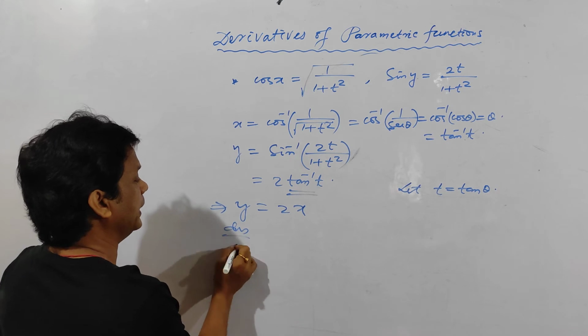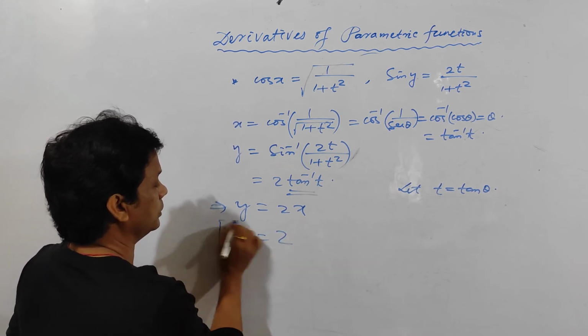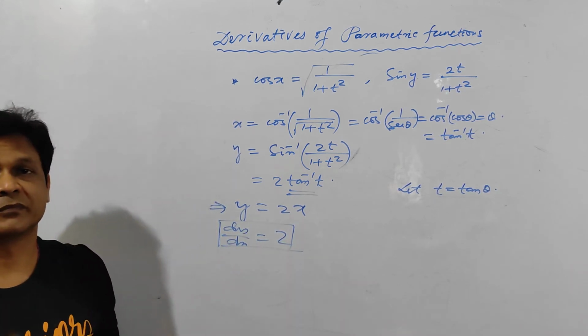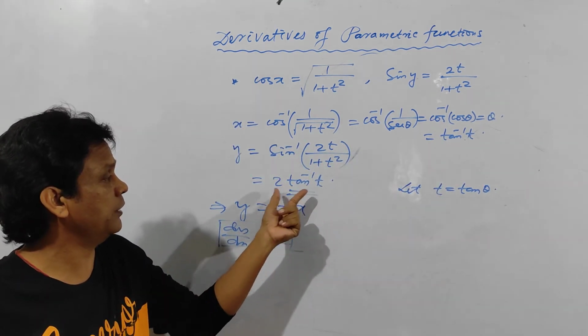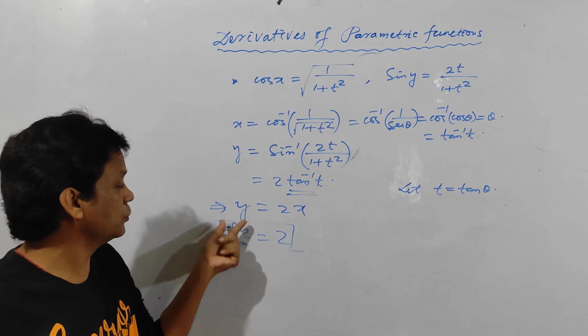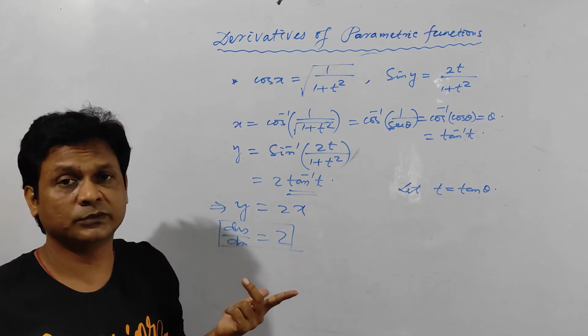So what is dy by dx? It is 2. So this is the answer. Tan inverse t is equal to x, and in place of tan inverse t I am putting x. So y is equal to 2x. So dy by dx is equal to 2. Clear?